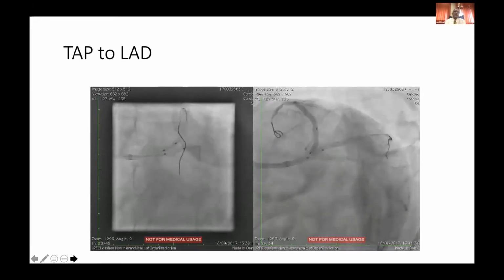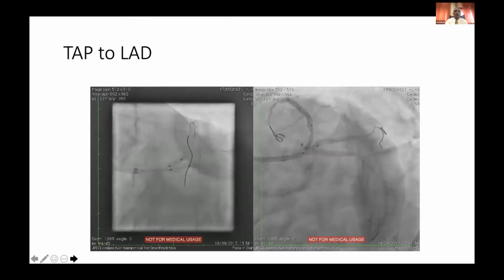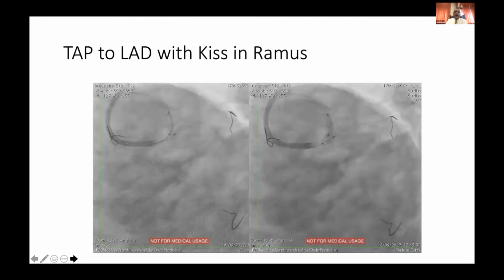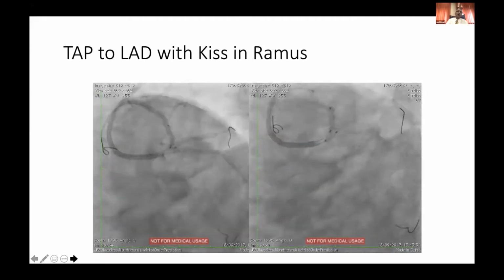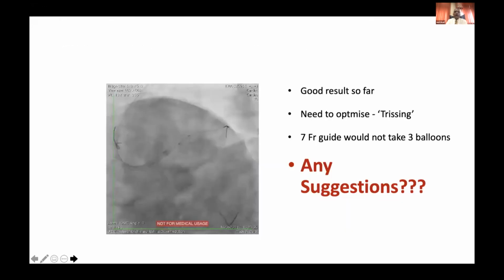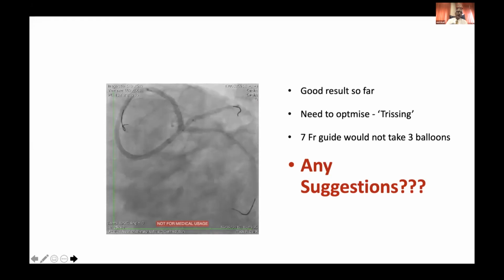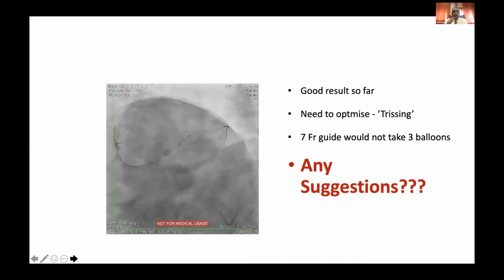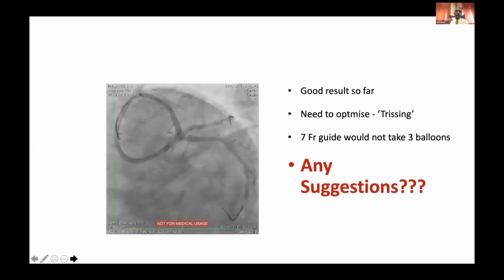There was already a stent, as you recollect, which had crushed the ramus stent, which was there from left main to circumflex. So we did a TAP to the LAD, the ostium of the LAD, and then we did a kissing. Now, the first kissing was possible with a kiss in ramus. We did the TAP to LAD, and then we again did a kissing between the ramus and the circumflex. But we wanted to do a trissing. And despite whatever we could do, despite the 7 French guide, we could not take 3 balloons. So we were really stuck.